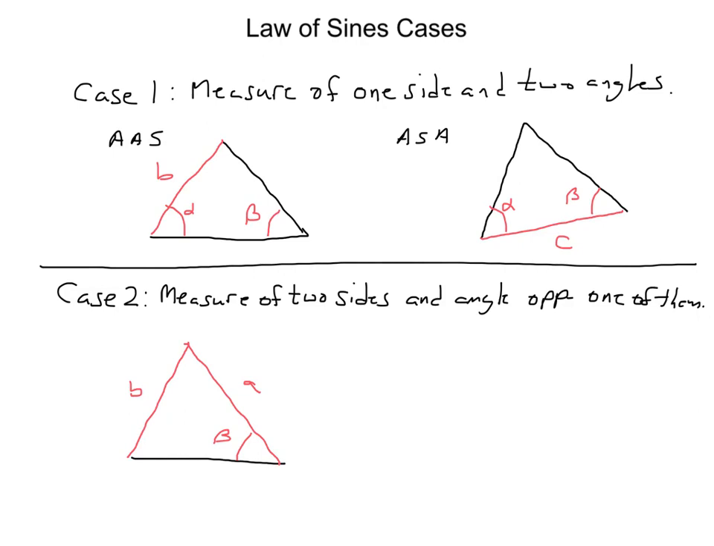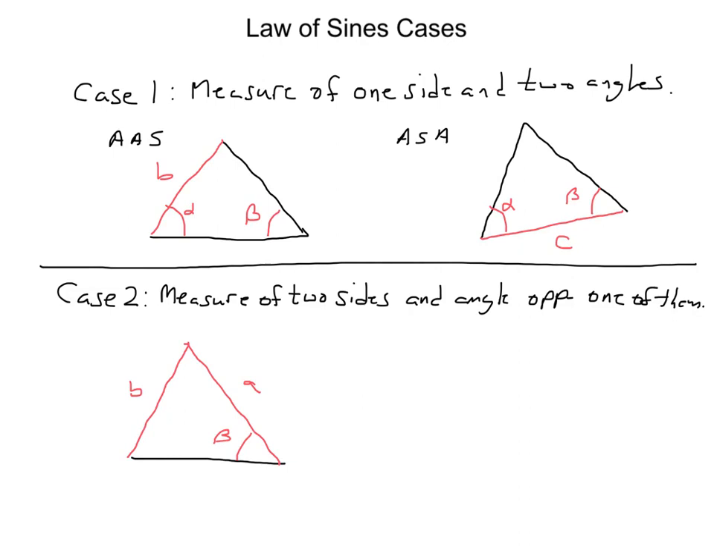The first 2 cases are where we use the law of sines. In case 1, we're going to be told the measure of one side and 2 of the angles. So in the angle angle side case, we get the measure of this angle, the measure of this angle, and then this side that is not between the two. Or angle side angle, we have the 2 angles and the side between them. So if we have those 2 situations, we will use law of sines to solve the triangle, find the missing information.